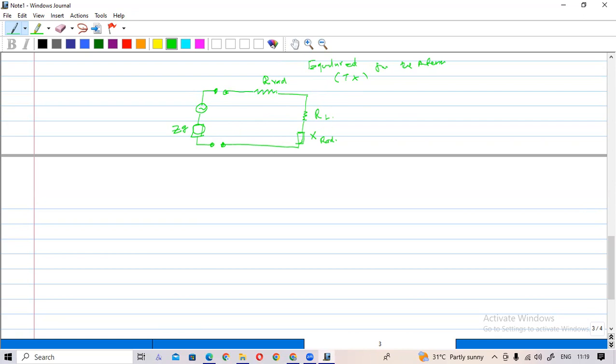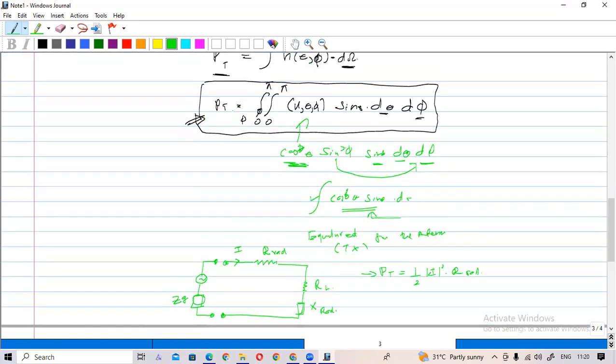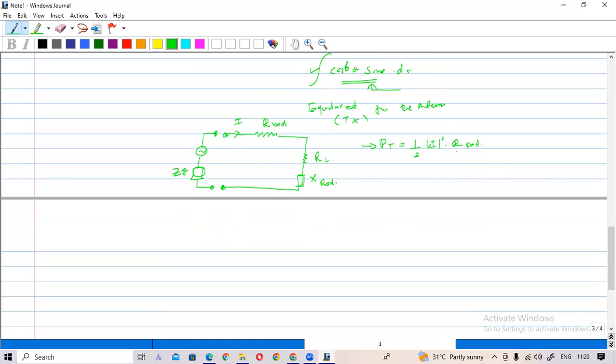Regarding this radiation resistance, let's say I am using this signal generator to feed a current to the antenna, and some part is radiating. That radiating power, the total radiating power PT, is dissipated in this radiation resistance. So you can write PT equals half I square R radiation. If you can find the radiation resistance, or if it is given, you can find the total radiating power.